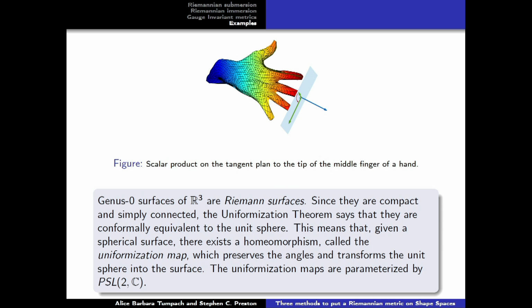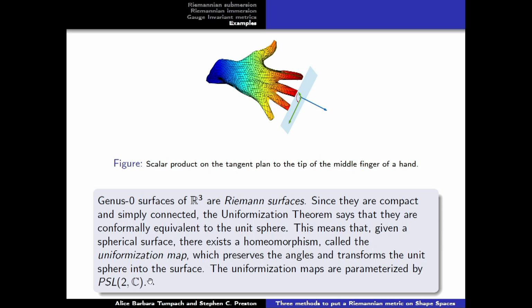So if you start with a genus 0 surface, this is a Riemann surface. So it's compact and simply connected. So there is a uniformization theorem that says that this Riemann surface. So here you see there is a complex structure actually at each tangent space, which is given by the rotation by 90 degrees. From complex analysis, we know that there is a conformal map from the unit sphere to this shape. This conformal map is almost unique. It's defined modulo the fixing of 3 points on your surface.